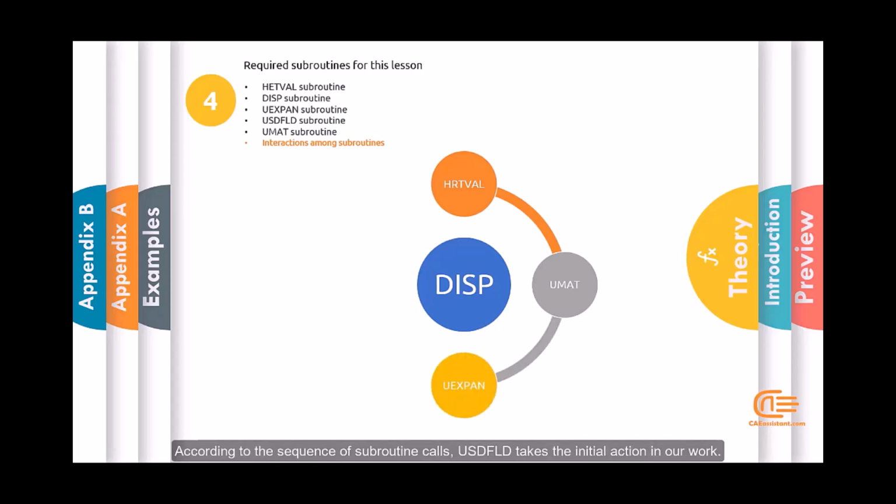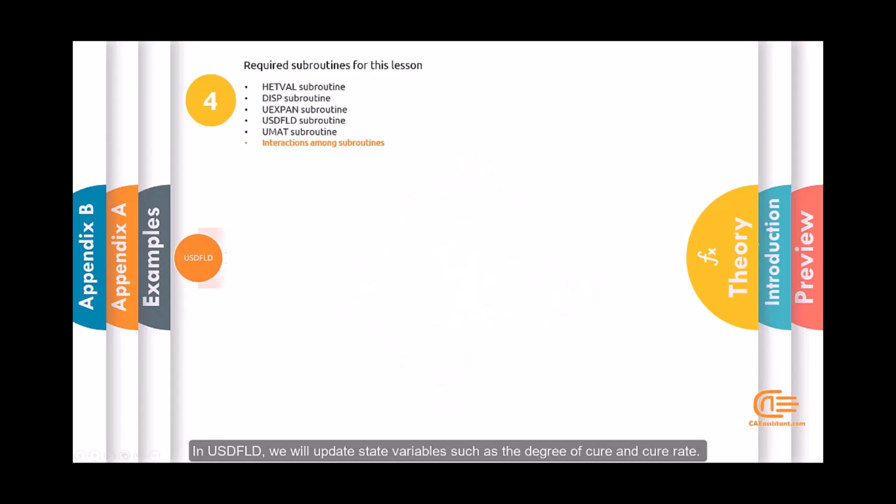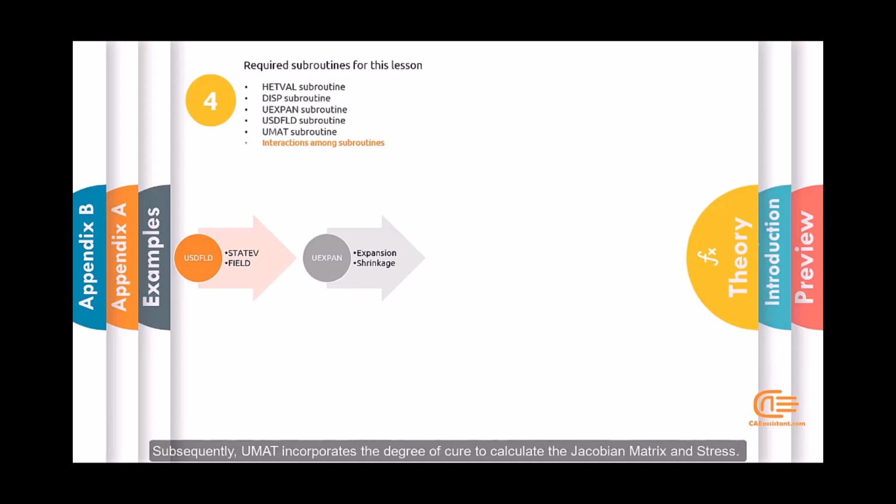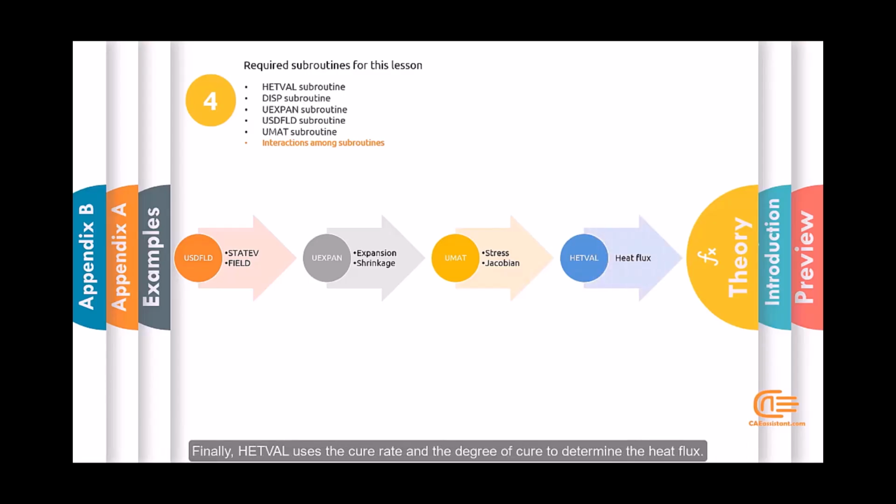According to the sequence of subroutine calls, USDFLD takes the initial action in our work. In USDFLD, we will update state variables such as the degree of cure and cure rate. The updated values will be utilized by subsequent subroutines. Cure rate information will then be sent to UEXPAN, which computes cure shrinkage and thermal expansion increments. Subsequently, UMAT incorporates the degree of cure to calculate the Jacobian matrix and stress. Finally, HETVAL uses the cure rate and the degree of cure to determine the heat flux.